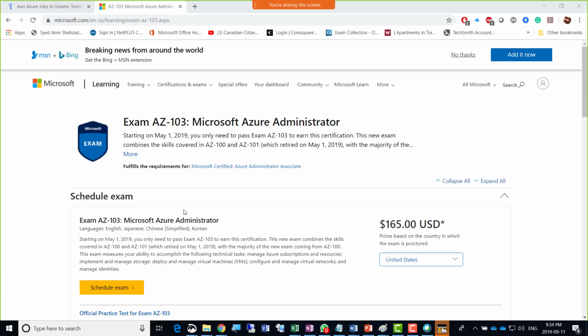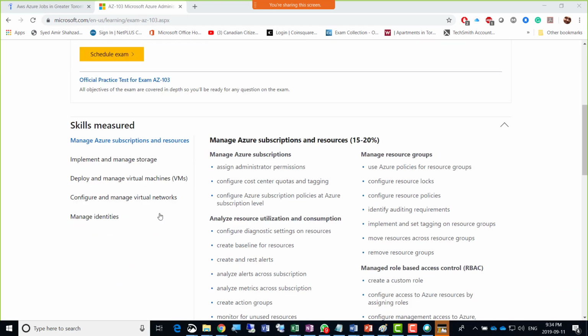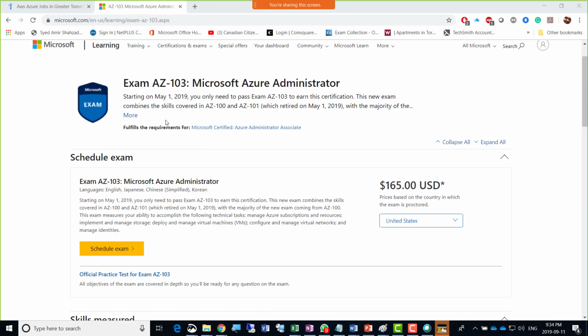So there's that Azure certification. In Azure certification, we are covering a lot there. Manage Azure subscriptions and resources. And here, so AWS never gave it in this detail their exam objectives, but Microsoft has given those exam objectives there.